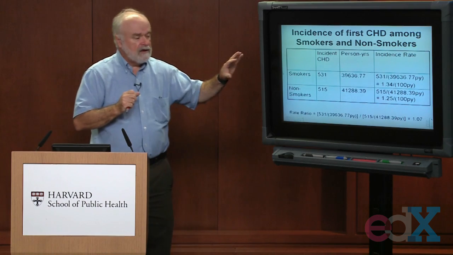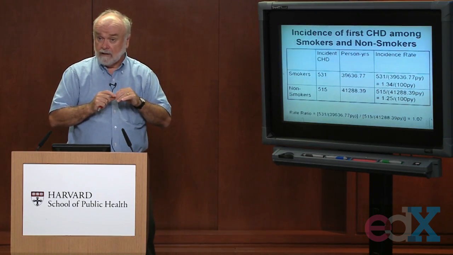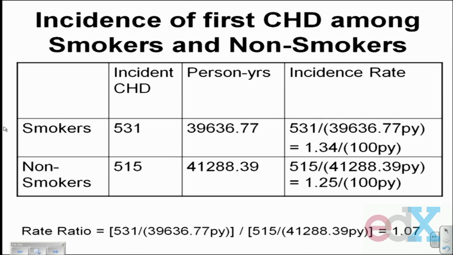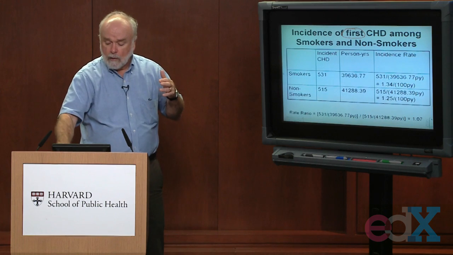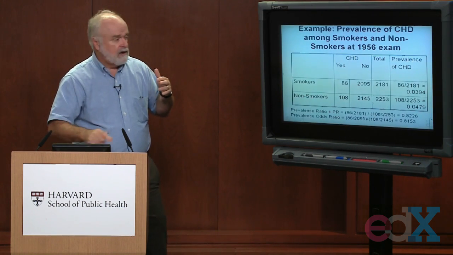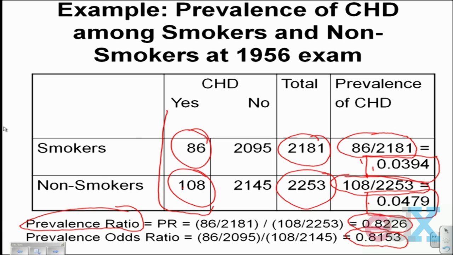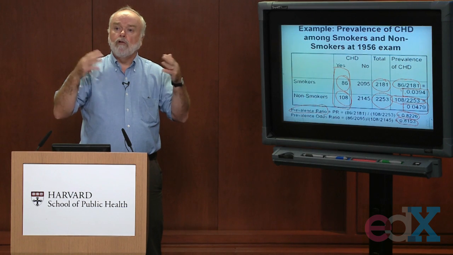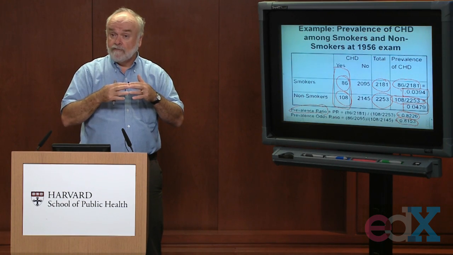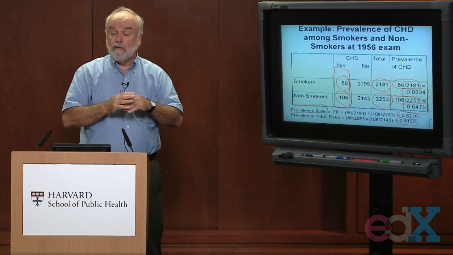Here's another table you could develop from the Framingham Heart Study. Now we're looking at the incidence of developing coronary heart disease in the future, in the 24 years of follow-up. What is limited here is that we're talking about the first development of coronary heart disease, meaning I've eliminated anybody who had pre-existing heart disease at the 1956 exam. I went back into the Framingham data and eliminated these 86 plus 108 individuals who already had coronary heart disease in 1956. They are no longer at risk for developing coronary heart disease in the future as a first event, a first case of coronary heart disease.